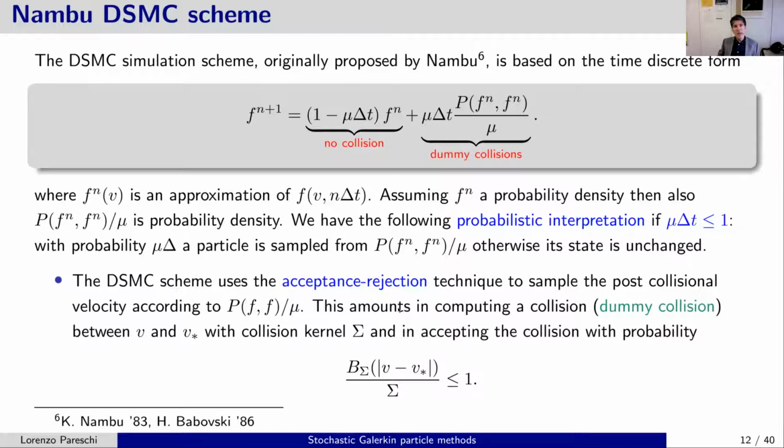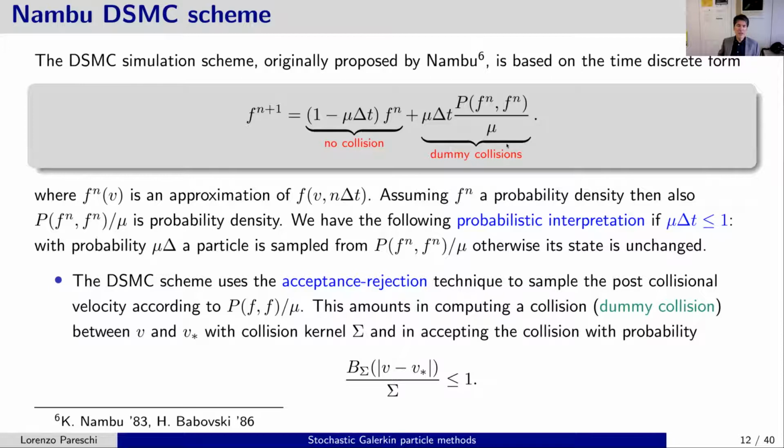Anyway, when you apply the direct simulation Monte Carlo scheme, what you typically do is apply explicit Euler to the previous dynamic, and then you rewrite your time integration step as follows, which is composed of two parts. You can imagine that if mu delta t is smaller than one, this is a convex combination of our initial data, fn, plus another distribution function, which is P of fn of fn over mu. It can be proved that this is also a distribution function, namely, it has the same moments of fn, and it's also non-negative. So all the Monte Carlo game essentially can be summarized in a smart way: to sample from this distribution function you have on the right.